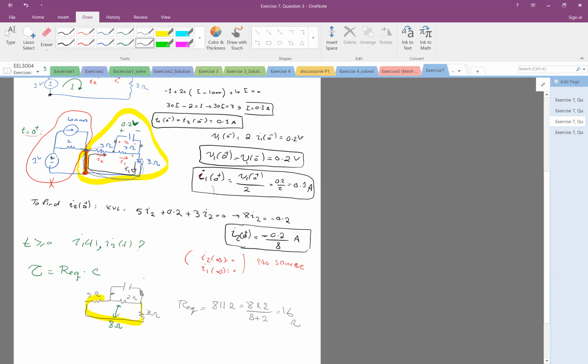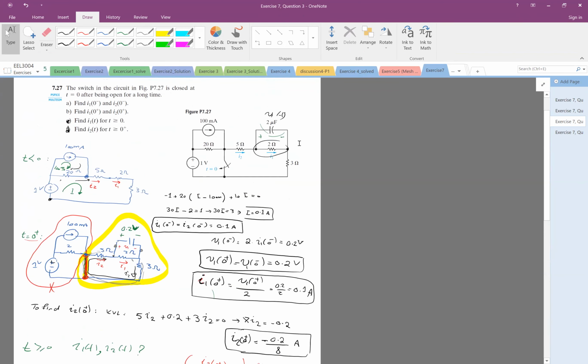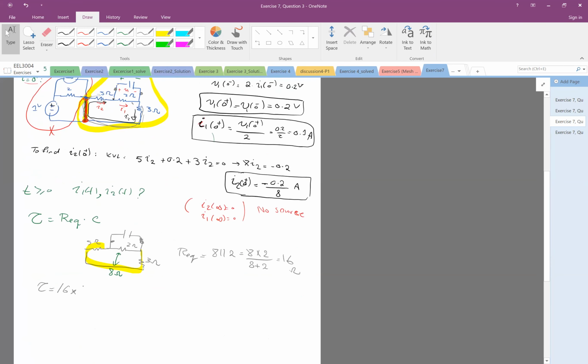This is what the capacitor sees as R equivalent, and then the time constant tau equals R equivalent, 1.6, times the capacitance, which is 2 micro. That is 3.2 microseconds.